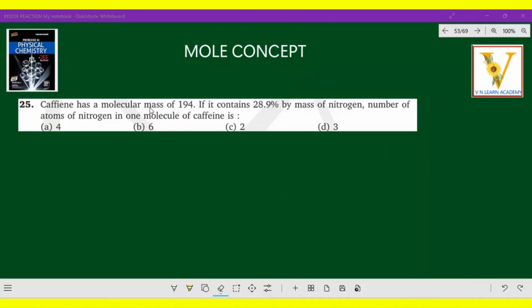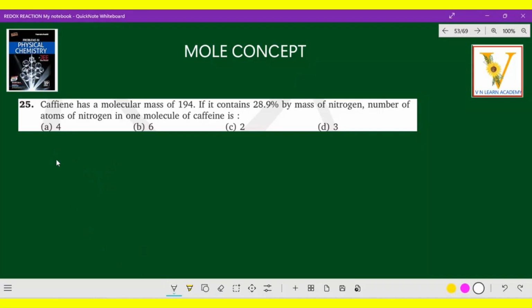Question: caffeine has a molecular mass of 194. If it contains 28.9% by mass of nitrogen, what is the number of atoms of nitrogen in one molecule of caffeine? Now, this is a really important question. Come on, let us check here.